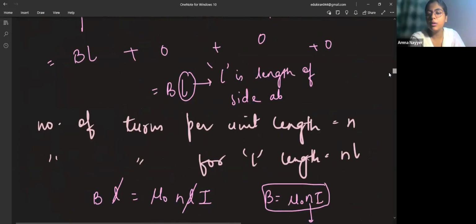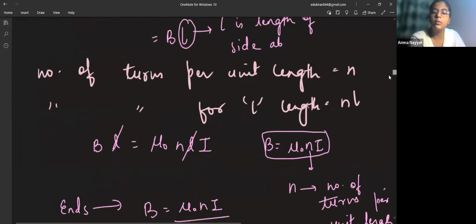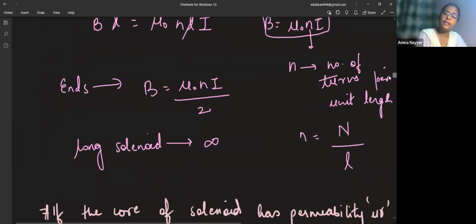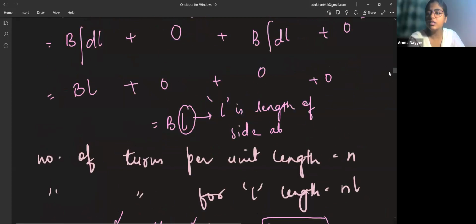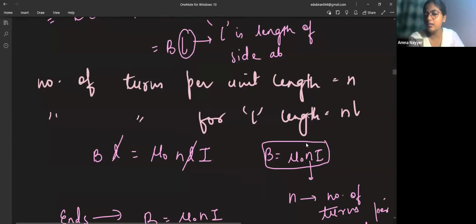So what was the formula of a solenoid? B is equal to mu naught n i. Now n is not just the number of turns. We have to consider n as the number of turns per unit length. So if you are given the number of turns, divide it by the length to get the number of turns per unit length. This is the formula that will be used, but be careful: n's definition here is number of turns per unit length, so do not include only the number of turns.